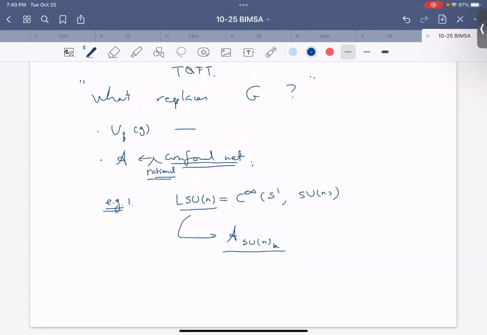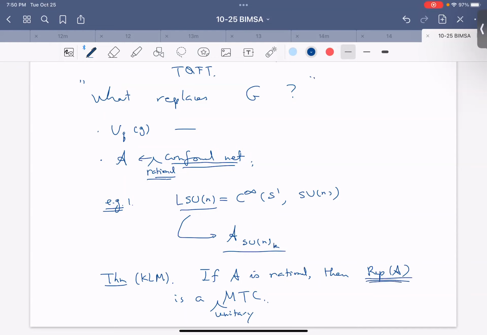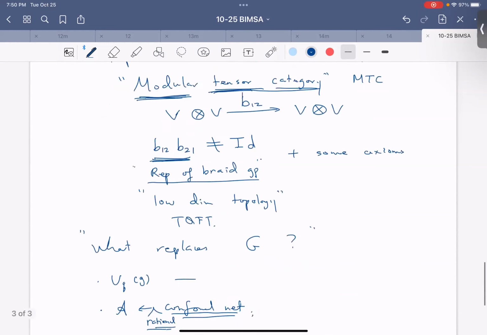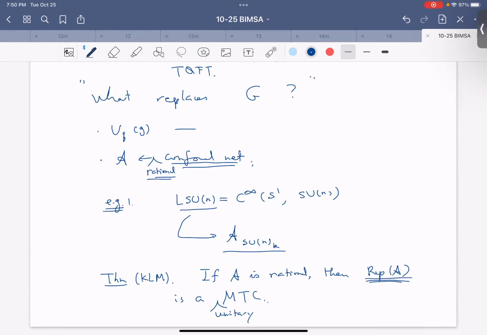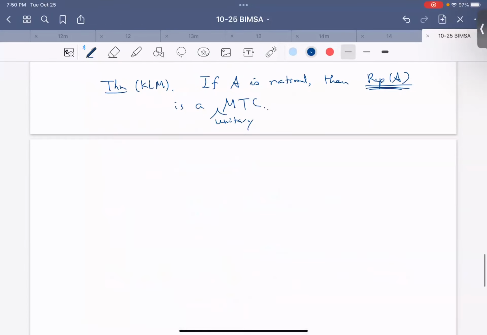The interest in such rational conformal nets is because of the following result. I think this result is due to KLM, Kawahigashi-Longo-Müger, which says that if A is rational, then the rep of A is a modular tensor category. More precisely, this is a unitary modular tensor category since I'm talking about conformal nets here. So what replaced this group G in the previous section is really these rational conformal nets. If you're interested in unitary modular tensor categories, then the representation category of this conformal net is a unitary modular tensor category.